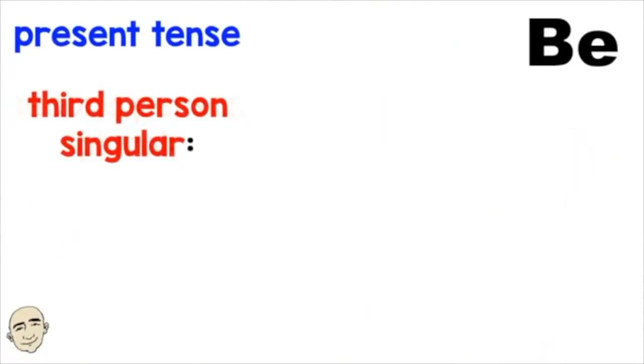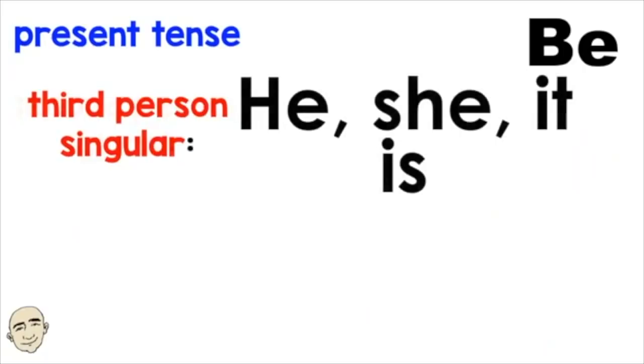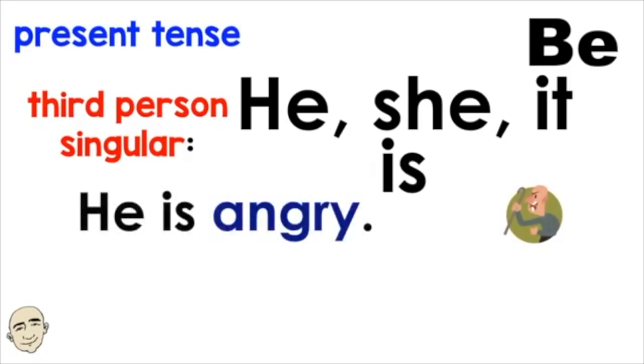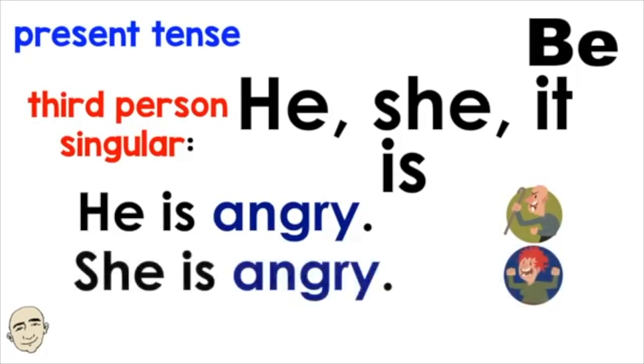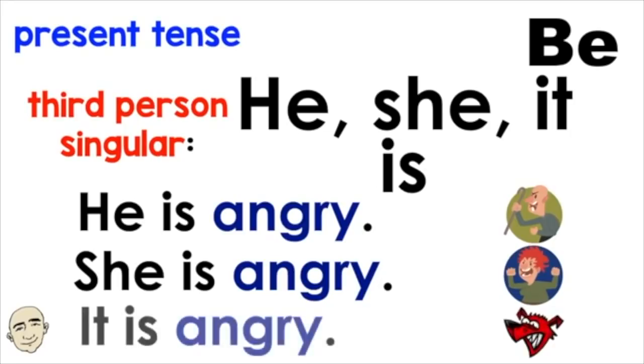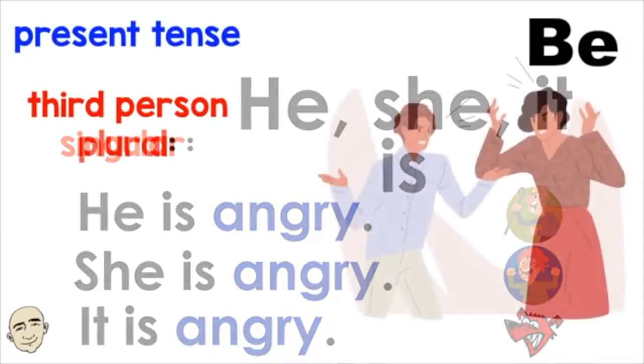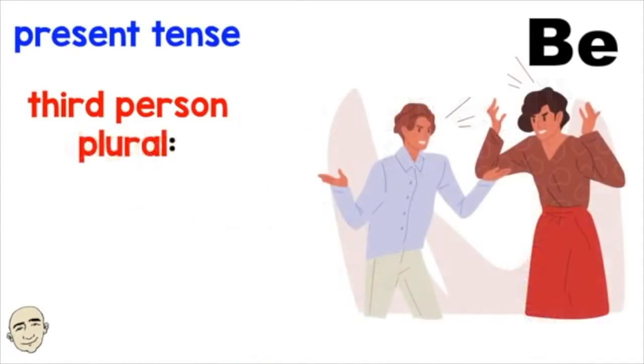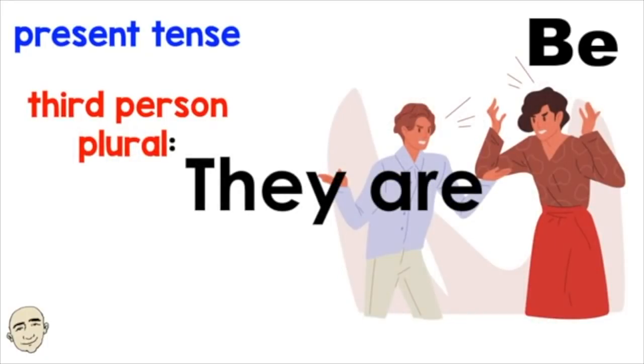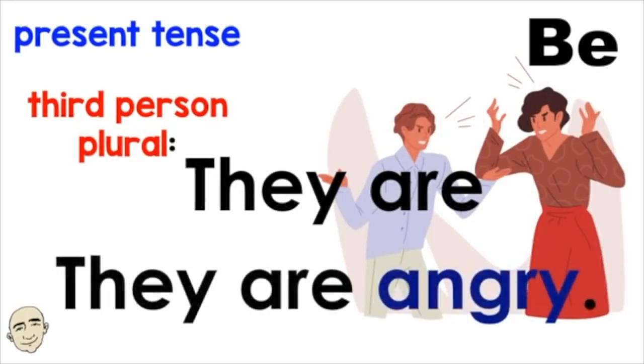Third person, singular. He, she, it, is. He is angry. She is angry. It is angry. Third person, plural. They are. They are angry.